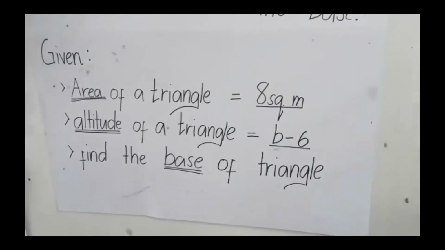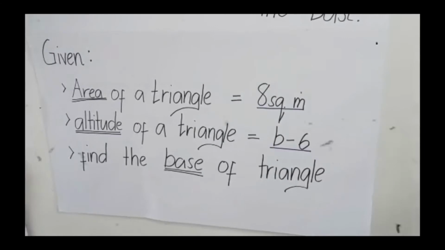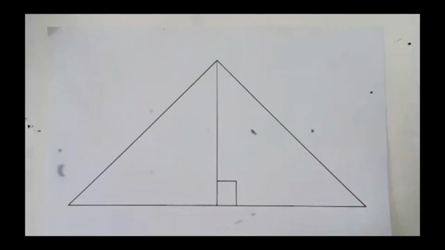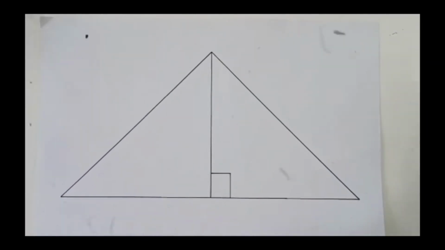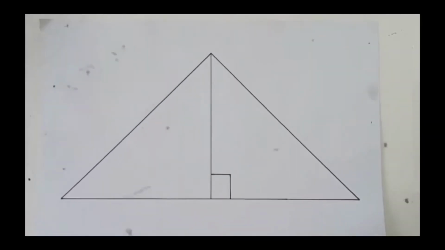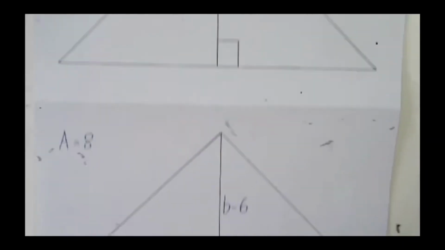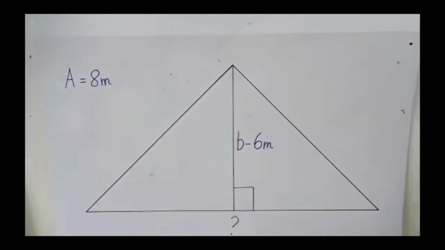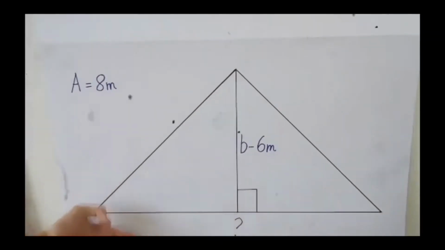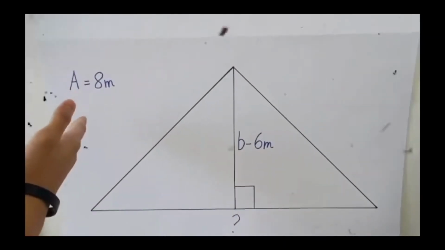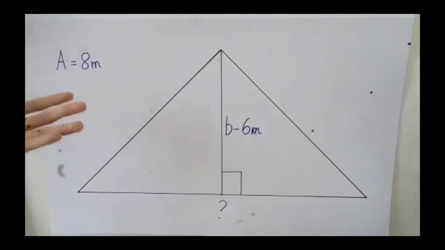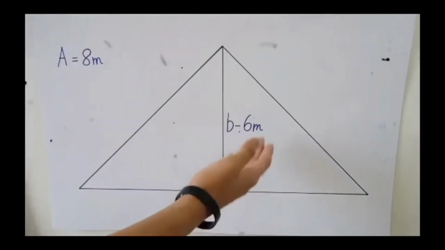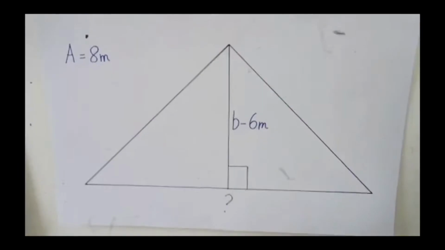So after getting the given value, I'm about to introduce to you the triangle. This is the illustration of a triangle. So now, we're about to put the given value of the triangle. So this is the illustration of a triangle where A is the area. So guys, this is the illustration of the triangle where A is the area of the triangle and 6 meters.